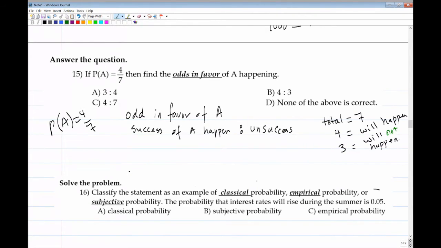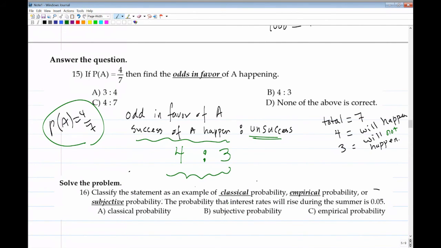So when they ask odds in favor of A, success of A, how many are there successes of A? There are 4 that will happen. Therefore, over here, the unsuccess will be how many? There'll be 3. So be careful, this is what it means for the probability. 4 to 7, or actually the odds in favor of A, 4 to 3. The total number right here will equal the total number in the denominator, which is 7. 4 plus 3, which is 7.